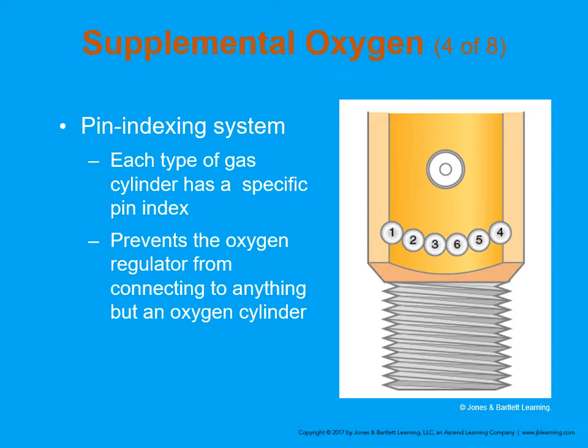For large cylinders, the safety system is the American Standard Safety System. Your oxygen cylinders are equipped with threaded gas outlet valves, and inside and outside thread sizes vary depending on the gas in the cylinder, preventing accidental attachment of a regulator to the wrong cylinder.